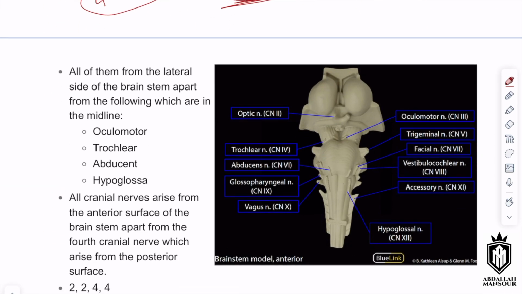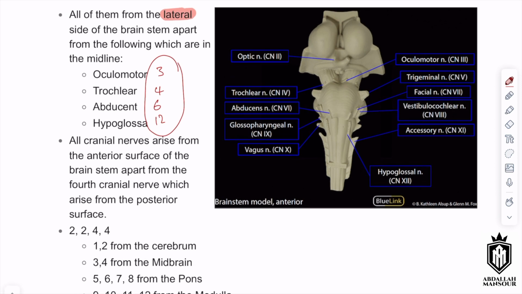So these are a few facts to know about the cranial nerves, and I'm going to revise them here. All of the cranial nerve nuclei come from the lateral part of the brainstem, apart from the 3, the 4, the 6, and 12. They can all be divided by 12. And all cranial nerves arise from the anterior surface, apart from just one nerve, which is the trochlear nerve. The fourth cranial nerve comes from the posterior, as we talked about.